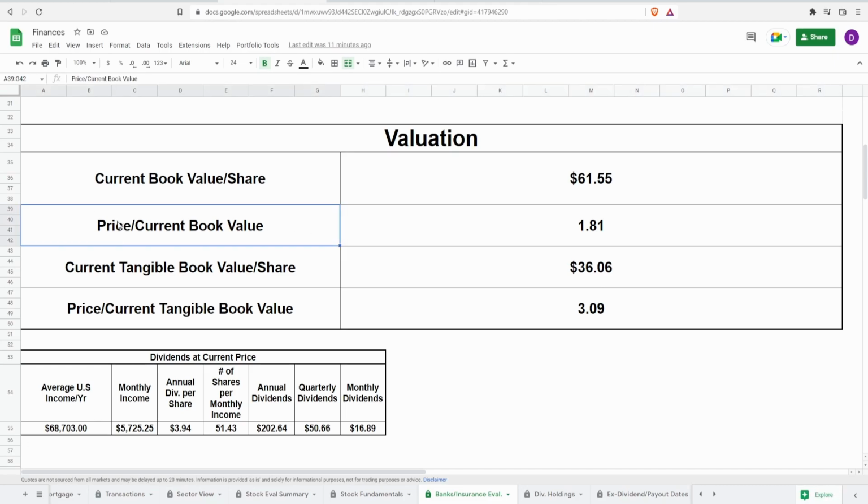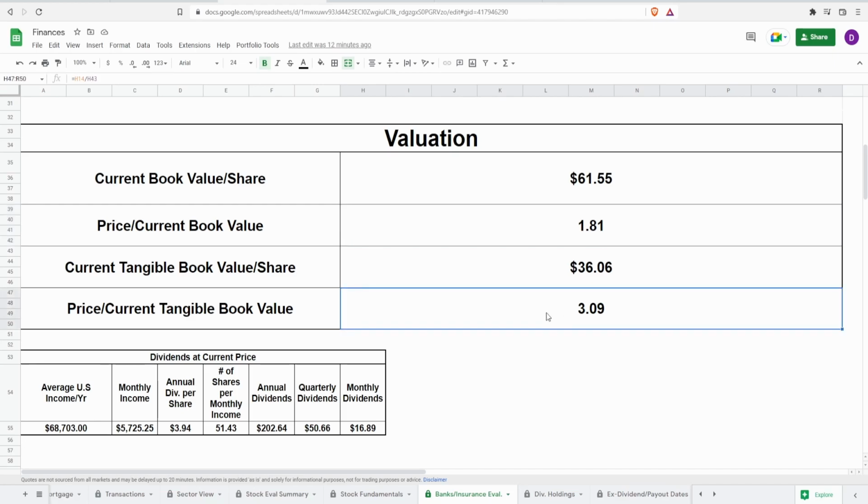We're going to take a look at the price divided by the current book value, and this gives us 1.81. Now let's take a look at the price divided by the current tangible book value, and this gives us 3.09. Essentially, you want these two ratios to be as close to one as possible, because this is telling you how many times this company is trading above or below what it should be. Anything above 1.00 is essentially overvalued. Anything under 1 is essentially undervalued. So you can see right here, when it comes to their book value, they are up a significant amount, by 1.81.